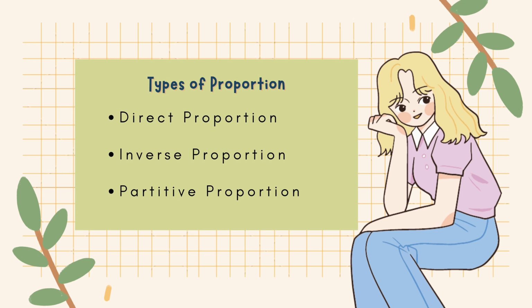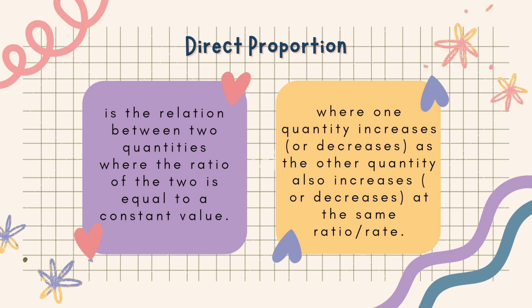Let's proceed to the types of proportion. We have three. First, direct proportion. Second, inverse proportion. And third, partitive proportion. But first, we're going to talk about direct proportion. Direct proportion is the relation between two quantities where the ratio of the two is equal to a constant value, where one quantity increases or decreases as the other quantity also increases or decreases at the same ratio and rate.